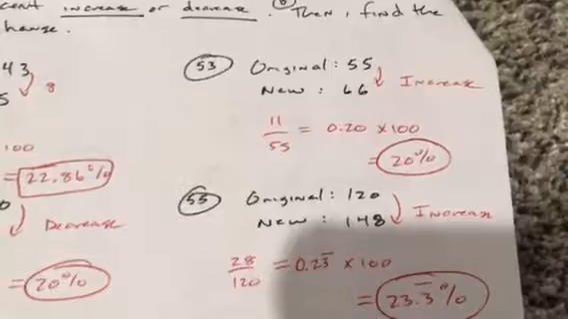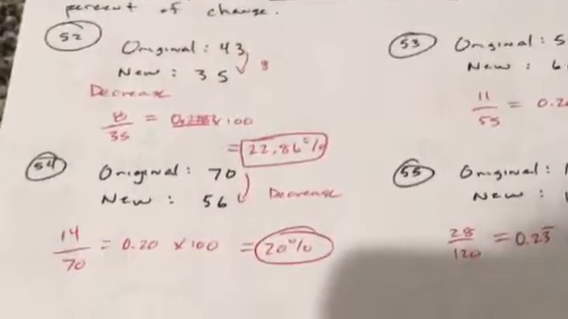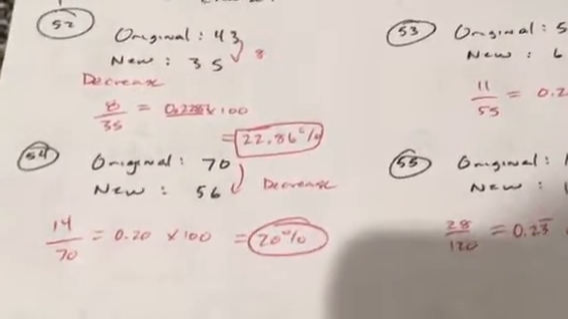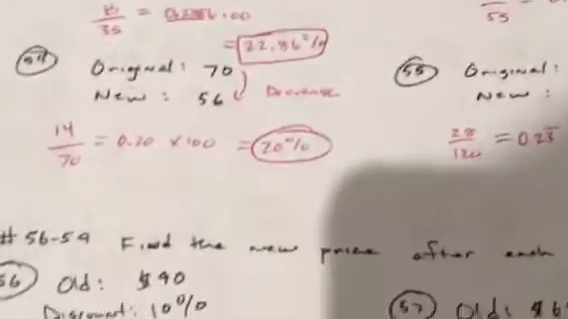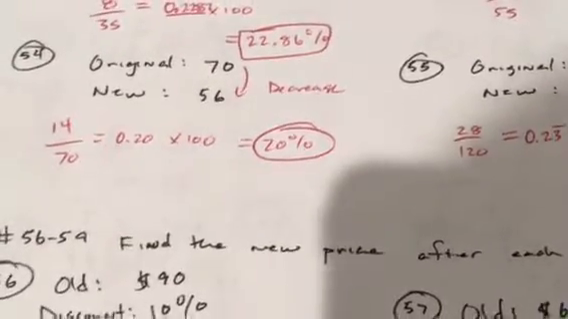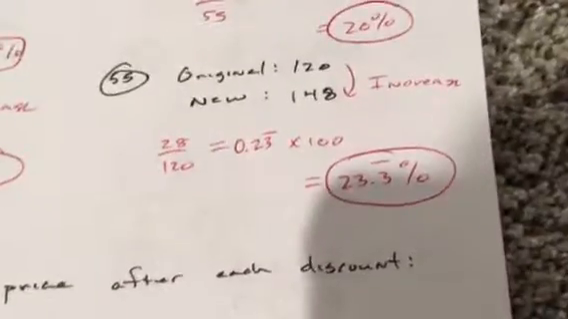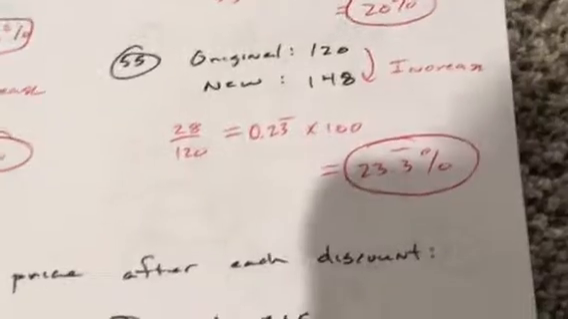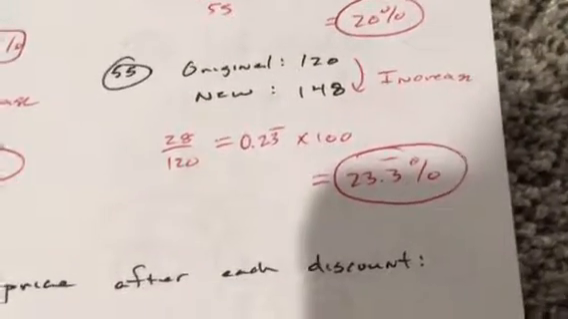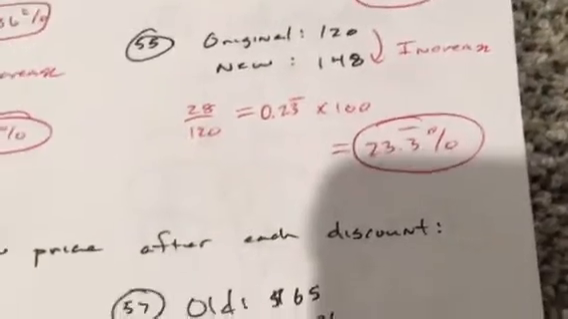All right, so this is an increase, 11 over 55. You changed to 11. The original was 55. That's 20% increase. Again, don't look at that answer. 52 is wrong. It's going to be 8 over 43, which is about 18% or so. Here, you decreased. You decreased by 14. The original was 70. You get another 20%. Again, anytime you get a decimal, multiply by 100. It was an increase. You got bigger by 28. 28 over 120. 0.23 repeating multiplied by 100. You get 23.3 repeating percent.